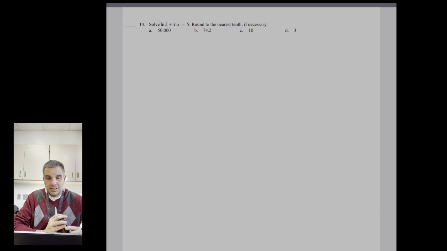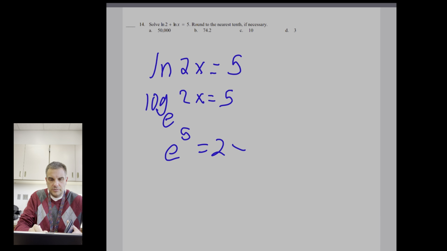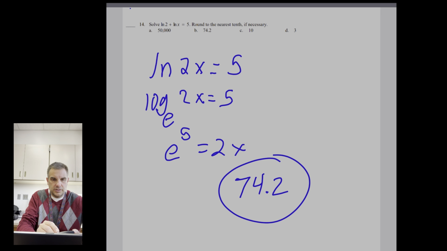Solve this, round to the nearest tenth if necessary. So we've got expanded logs. We need to write the left-hand side as a single log. They're adding together, so this would be the same as ln of 2x equals 5. Remember that ln is the same thing as log base e. Then write it as an exponential: e to the 5th equals 2x. Get the calculator out, e to the 5th, and then divide by 2 to solve it. And you get 74.2, which is B, what you're supposed to get.